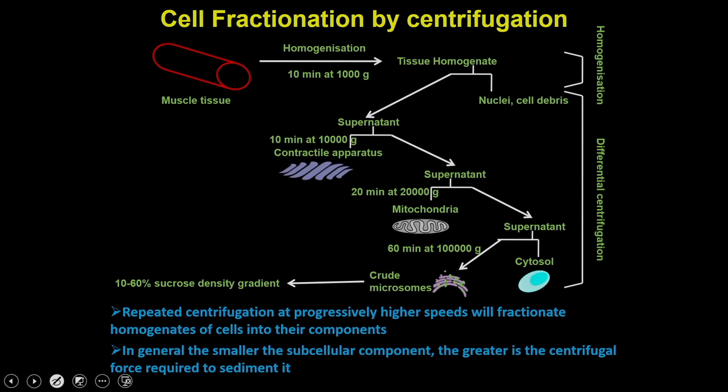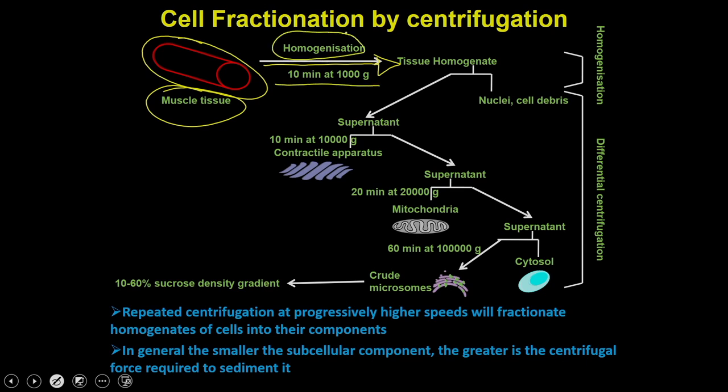Now you can do the same thing from the muscle cell as well. In the case of muscle cells, because they are not very vascularized, you don't need to do a perfusion step to remove the blood cells. You can do the homogenization in the first step itself, for 10 minutes at 1000 G. After the homogenization, you get a cell mixture with broken cells, nucleus, mitochondria, and all the cell organelles.